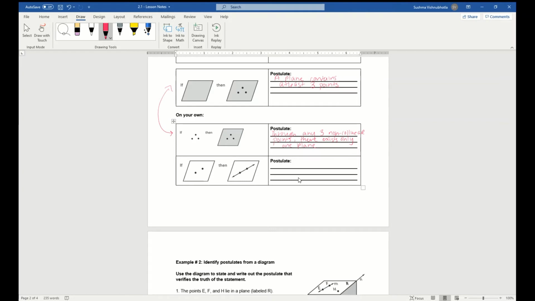Now this one, if I have 2 points in a plane, that's how I would read this, then the line that contains these 2 points also lies in the plane. So that's postulate 10. I'm just going to put 10 here. But that's postulate 10. If you scroll up, it says if 2 points lie in a plane, then the line containing them also lies in the plane.